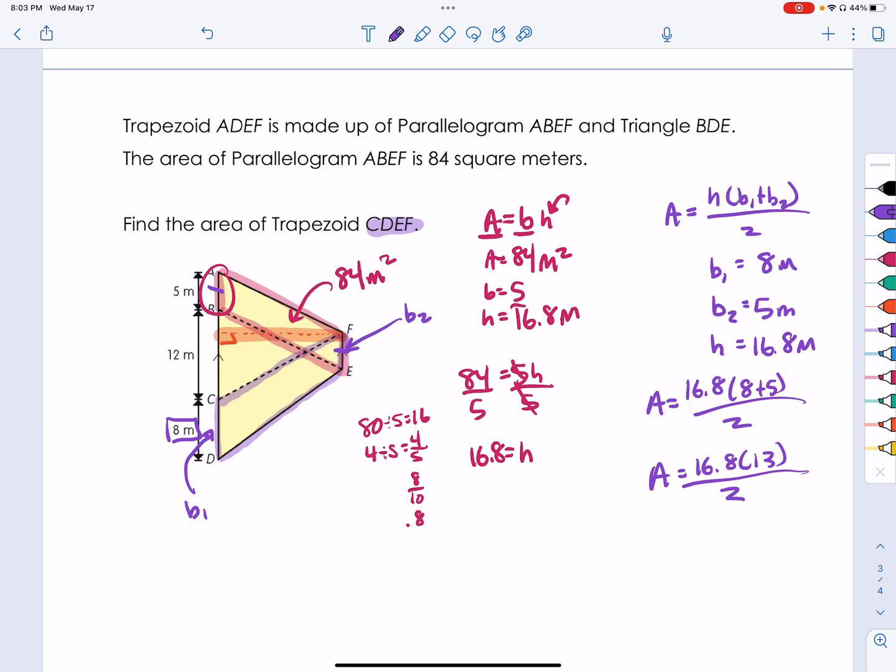I guess we'll simplify before we multiply. I'm going to divide this 16.8 by 2, because I know that's going to be 8.4. Half of 16 is 8. Half of 8/10 is 4/10. So our area equals 8 4/10 times 13.